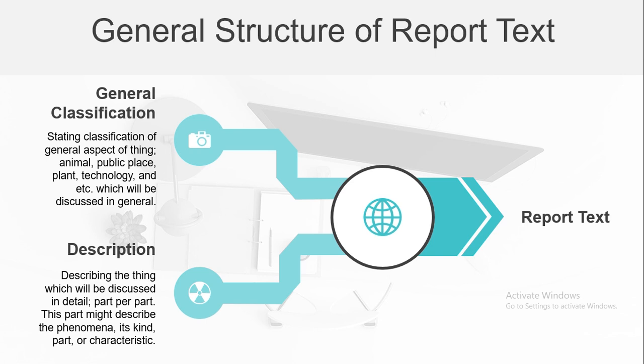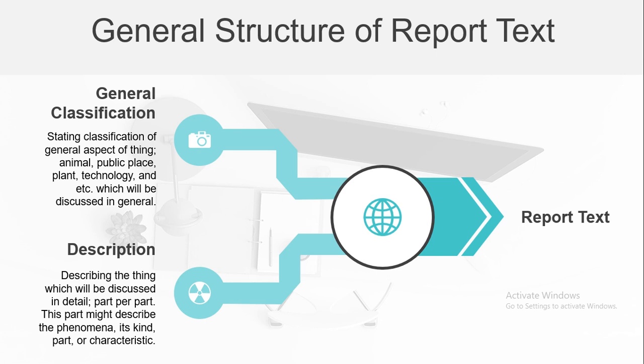So description is more on describing the thing which will be discussed in detail. So it is described from part to part. For example, if we are talking about smartphone, we next can move to describe the kind of smartphone. Maybe it can be a touch screen or whatsoever. And then maybe you can also describe the characteristic of the phone and also the part of the phone itself and such. Okay, clear? So if you already made that, then it will become a report text.